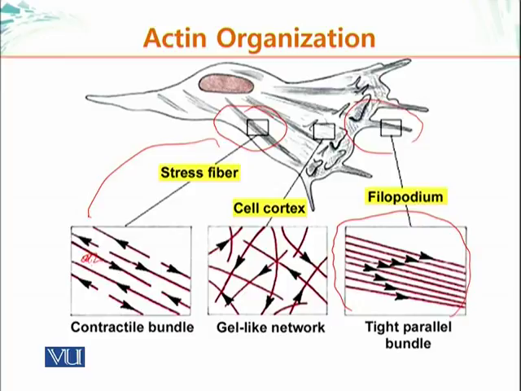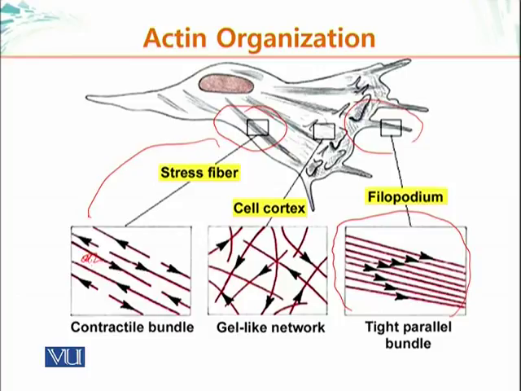This is a crawling cell. This cell can move. That's why it has these filopodia. Filopodia basically also serve a function of little fingers. They can sense the environment and tell which direction the cell should move.